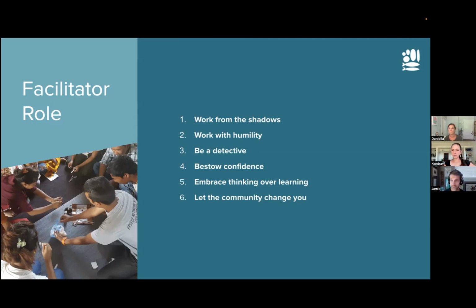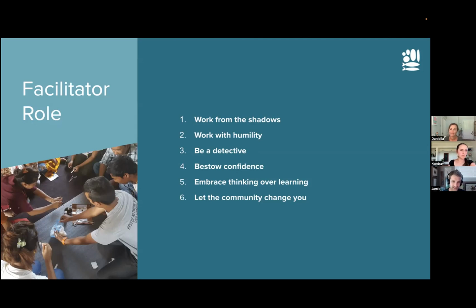And then let the community change you. I love this mentality. What if you go in, and as much as you're trying to facilitate a change process, you're also taking the attitude of a learner? What if you go into a community prepared to be blessed by that community? Because God will do that.